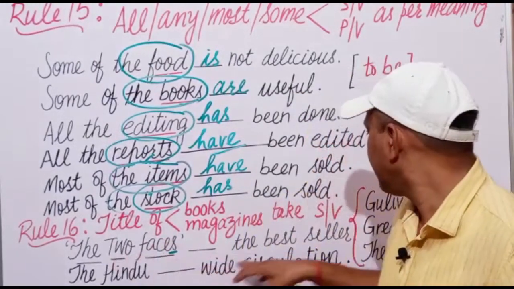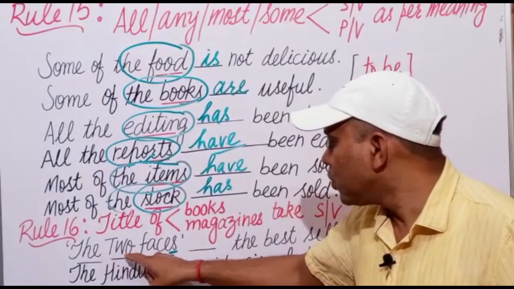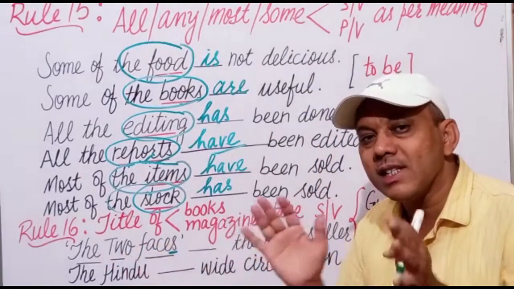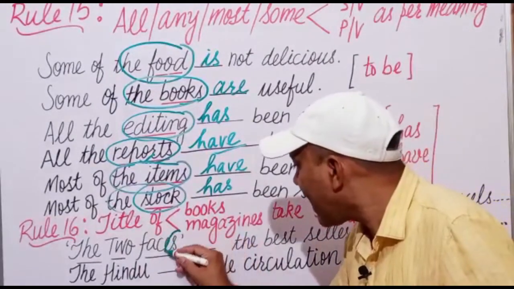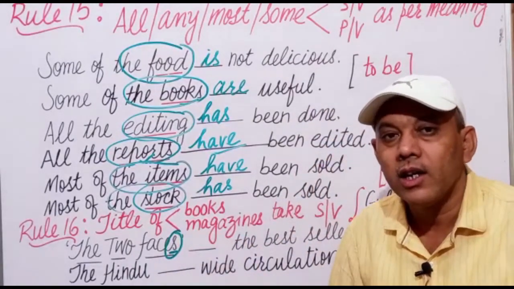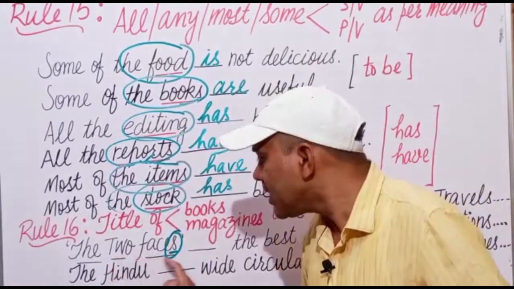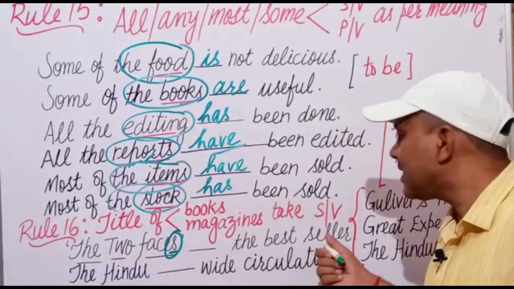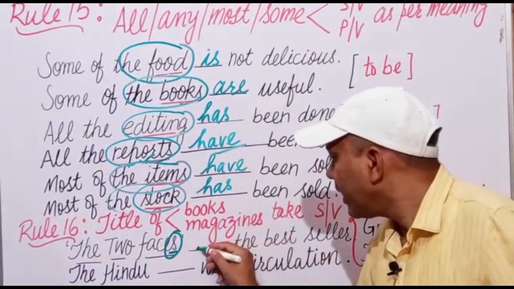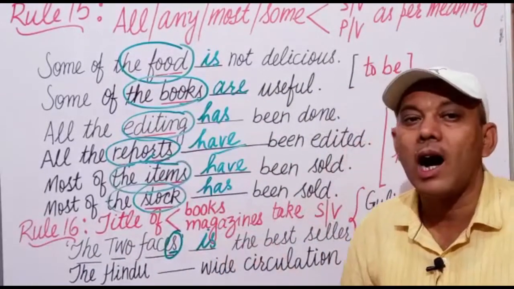For example, the Two Faces. The Two Faces is the name of a book. The Two Faces, here this s does not make it plural. This is the title of a book. The Two Faces dash is the best seller. Is the best seller, not are the.